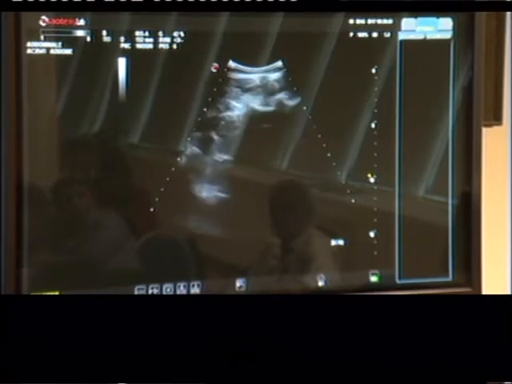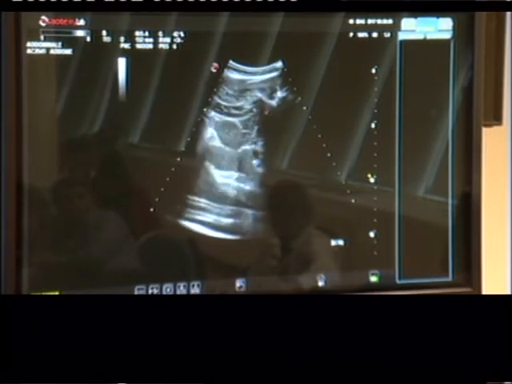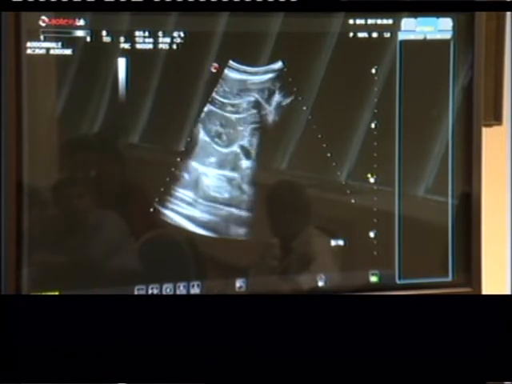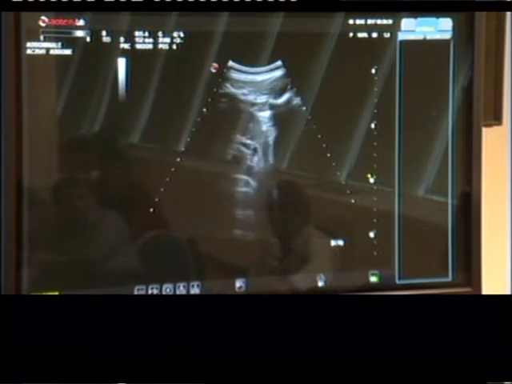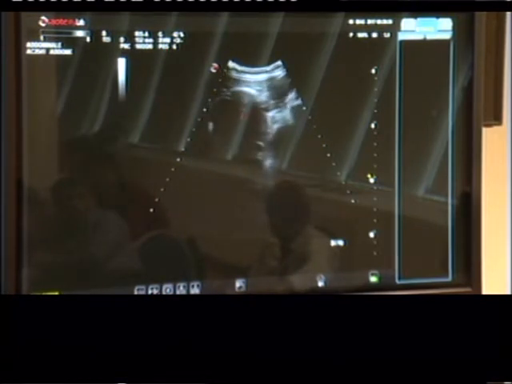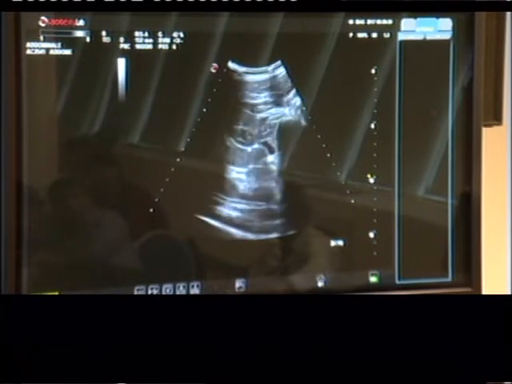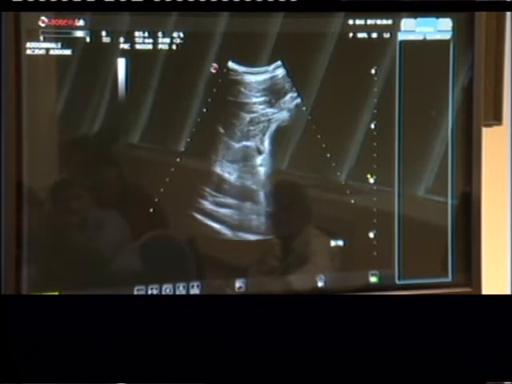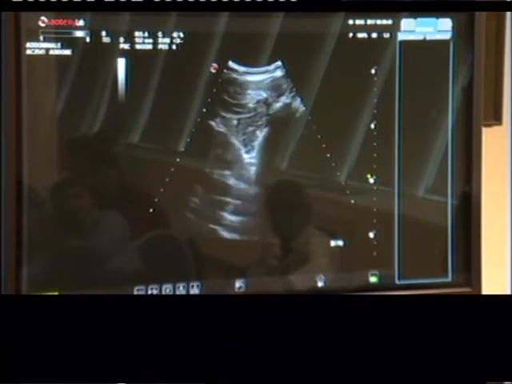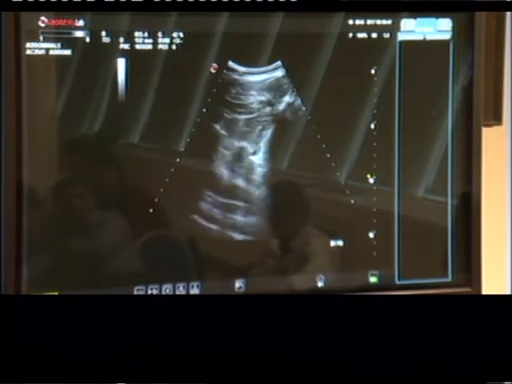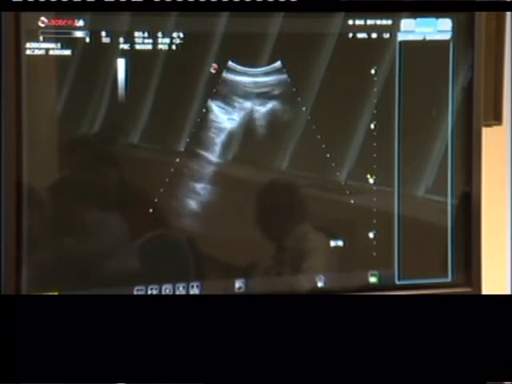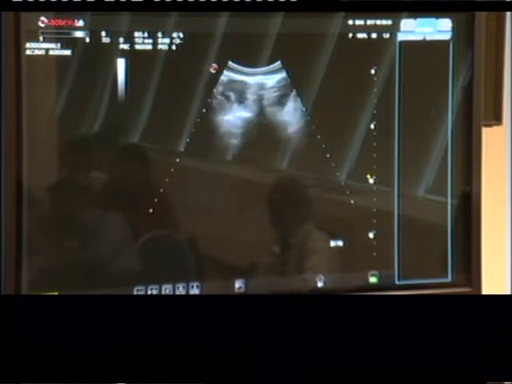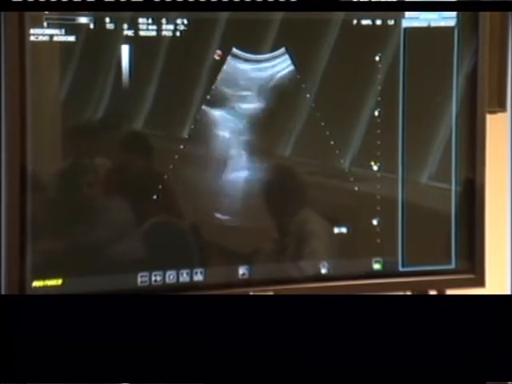So again we can go over, see the W, quadratus lumborum, psoas, and now we have kidney. So now we're almost, and now here's a rib. And now back to kidney, and a little psoas, quadratus lumborum, and now transverse process. So that's in short axis. Now I'm going to go in long axis.